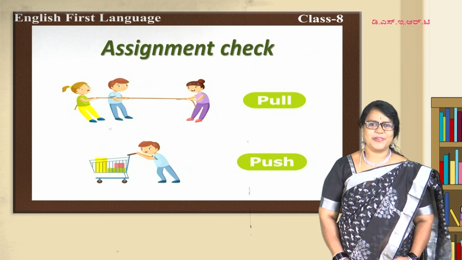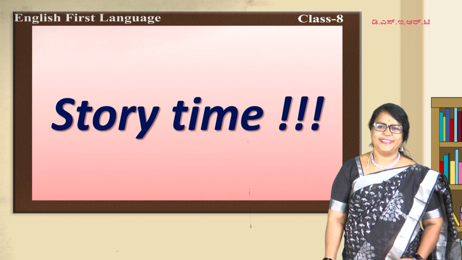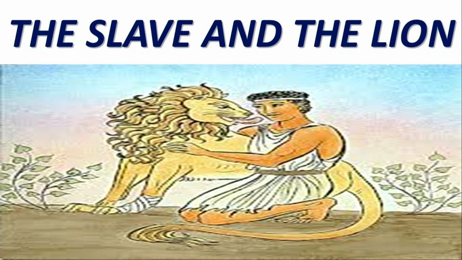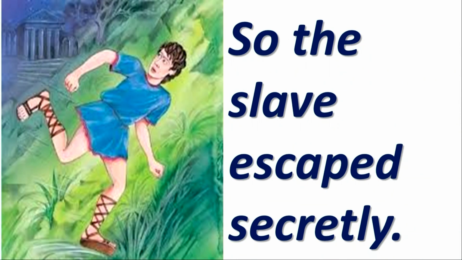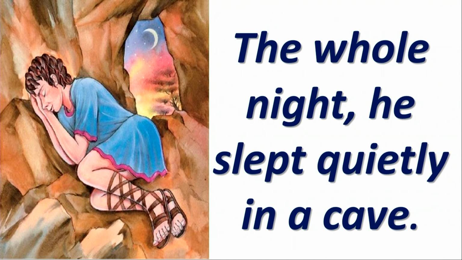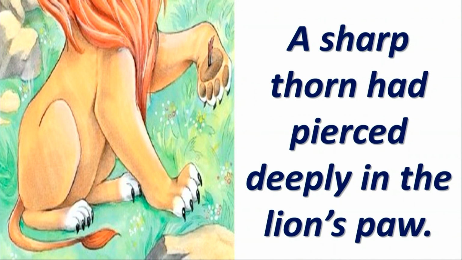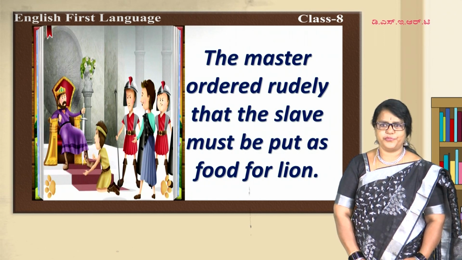Let's go into today's components, and here we are going to listen to a story, and it is story time. Yes, children, the story is all about the slave and the lion. Let's listen to the story. A master treated his slave cruelly. So the slave escaped secretly. The whole night he slept quietly in a cave. He saw a lion crying loudly. A sharp thorn had pierced deeply in the lion's paw. The master ordered rudely that the slave must be put as food for lion.